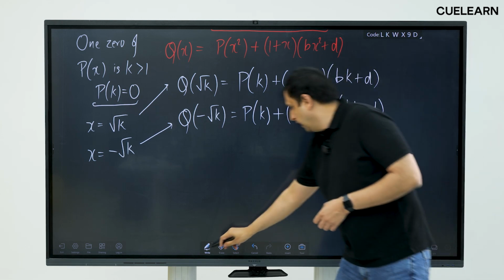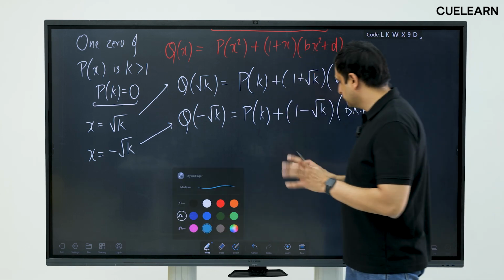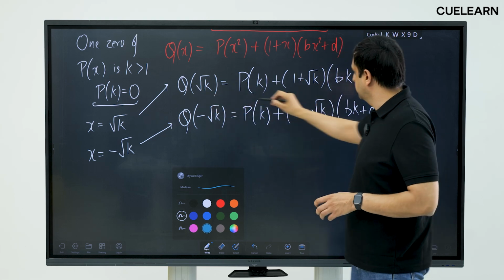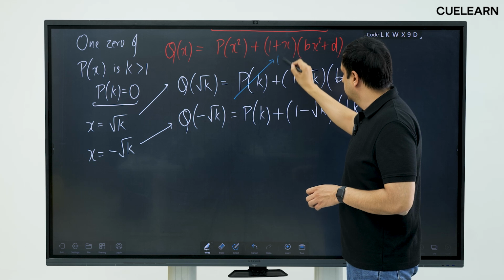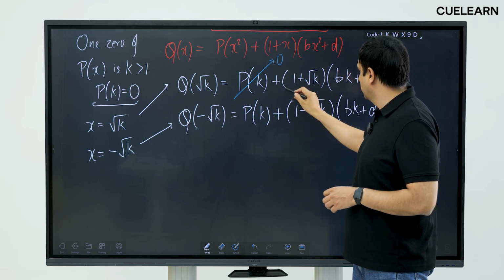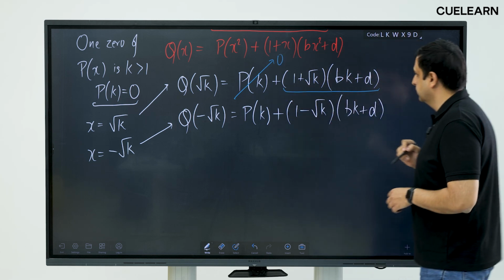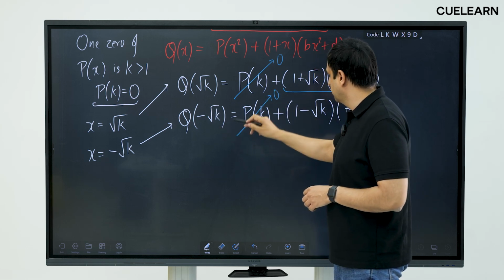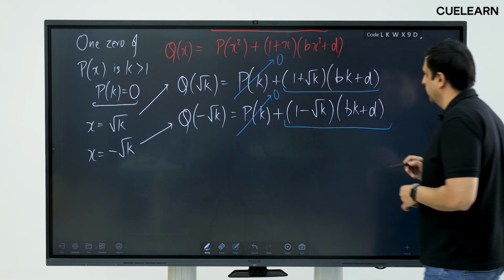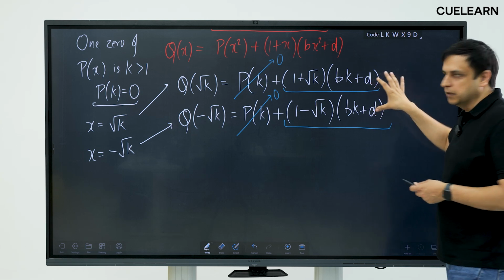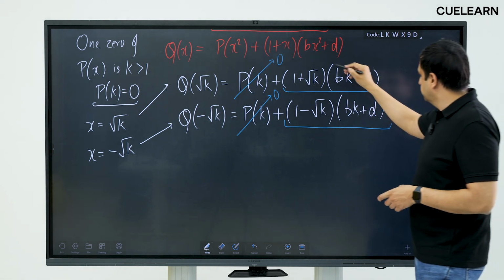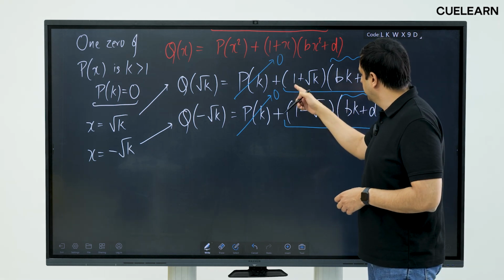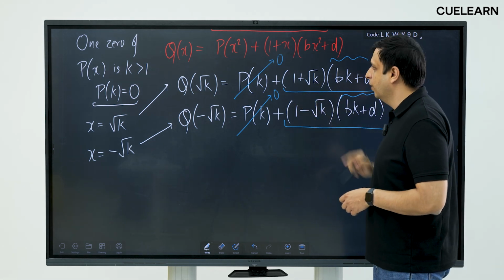All right, and now we arrive at a very interesting conclusion. q of root k is this expression in which p of k is 0. So q of root k is this product here, and q of minus root k, this term is again 0. So q of minus root k is this product here. Now I want you to observe these two products carefully. This part is common, bk plus d, and this multiplier here is 1 plus root k here and 1 minus root k here.